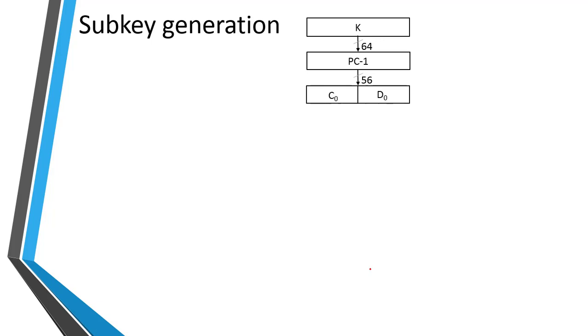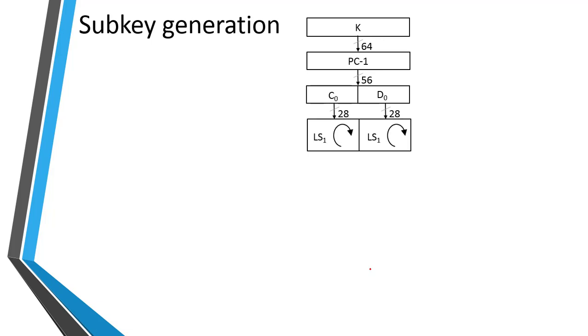Now we will see the subkey generation procedure. Until now we have briefly seen the subkey generation procedure. Now we will see in detail how to generate the subkeys, that is a total of 16 keys in the DES. So first of all we have a key of size 64 bits. Now we are applying the permuted choice 1 operation on that. So our key size is 56 bits. After that we are dividing the key into two parts, C0 and D0. Now our C0 and D0 are of 28 bits each.